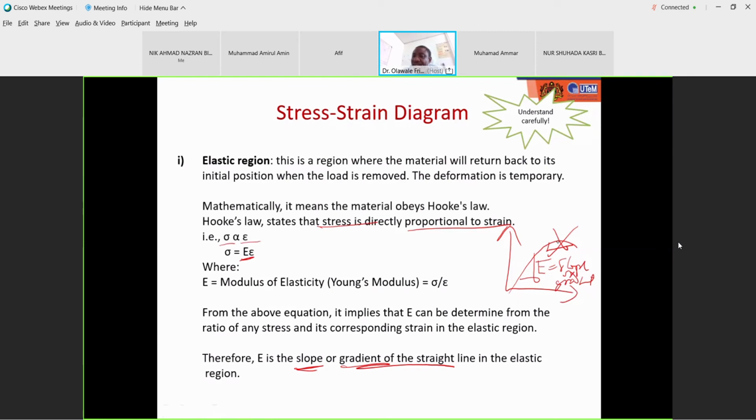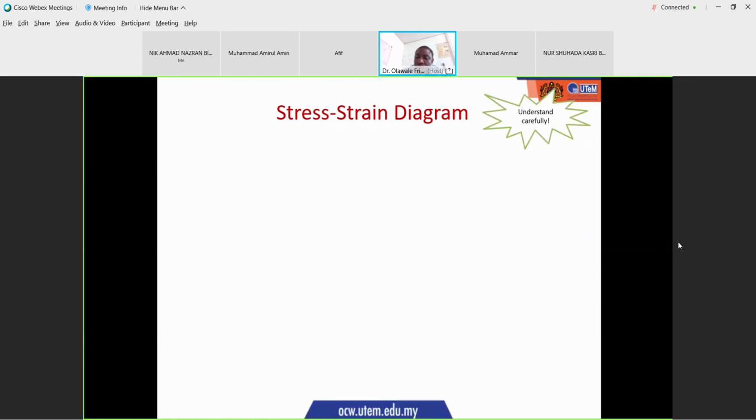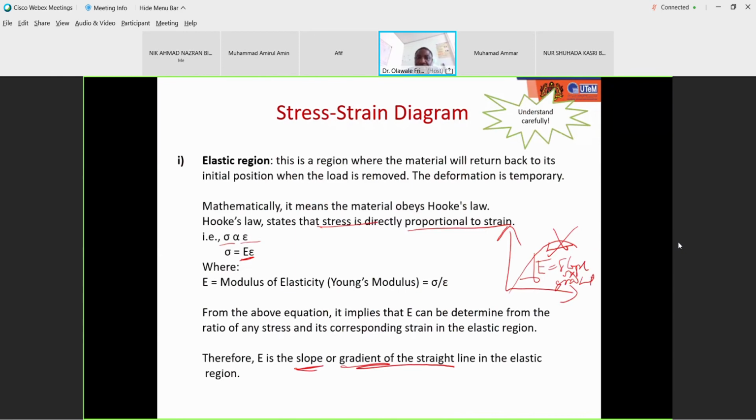Here, this is not a straight line. You cannot do it here. But on the straight line, you can calculate your gradient or slope here, and you get your E.